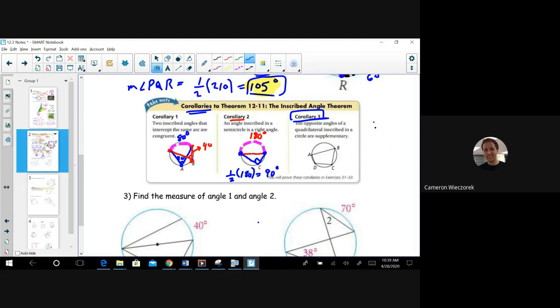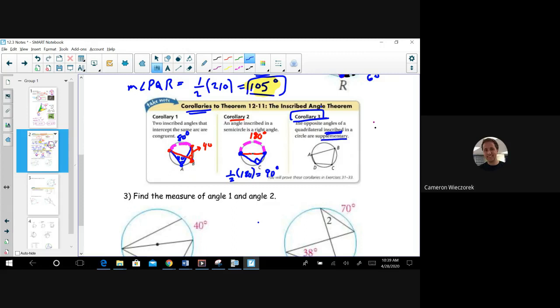It says the opposite angles of a quadrilateral inscribed, meaning the quadrilateral is being put inside the circle, those opposite angles will always be supplementary. Okay. Now, again, that's not true for just a quadrilateral in general. It's only true if the quadrilateral is being inscribed inside the circle.